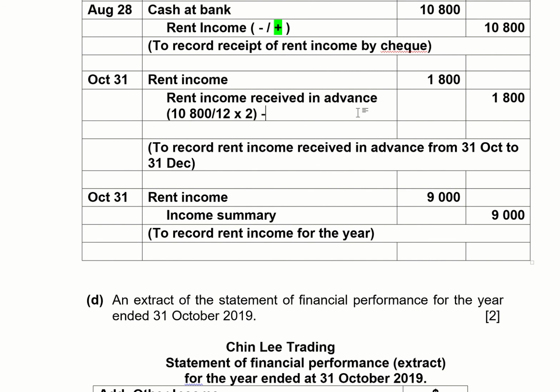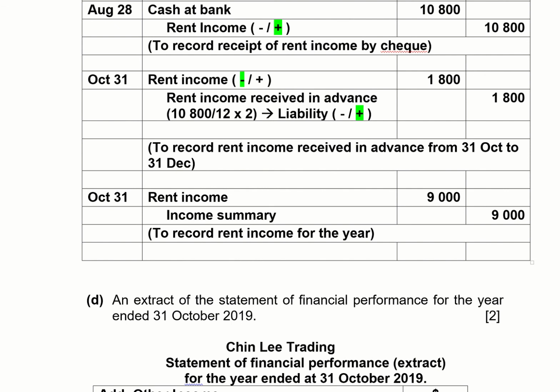Is rental income received in advance an asset or a liability? It's a liability, because you owe your customers money. And because it's a liability, the accounting rule is minus plus, and you are going to increase it. The other account affected will be rent income, and rent income is going to be reduced, minus. Why minus? Because you haven't done the work, so you cannot record that income. That's why minus rent income. Pause anytime you feel like you need to.